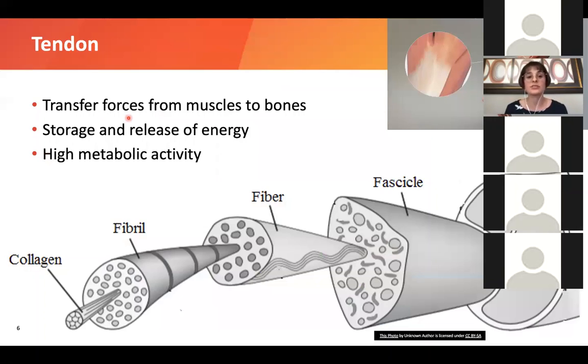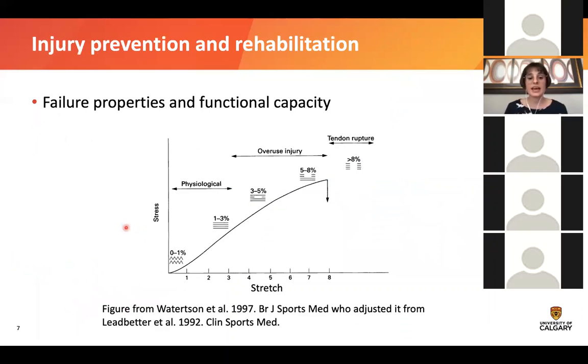Tendons transfer these forces from muscles to bones, and they also store and release energy. Now, the good thing is that they have a high metabolic activity, and this means that they can adapt to changing demands. Here we can see a tendon that is comprised of fascicle fiber all the way down to the collagen fibers. And a tendon is really like an elastic, as you can see here. And if we want to improve injury prevention, we need to understand the failure properties and the capacity.